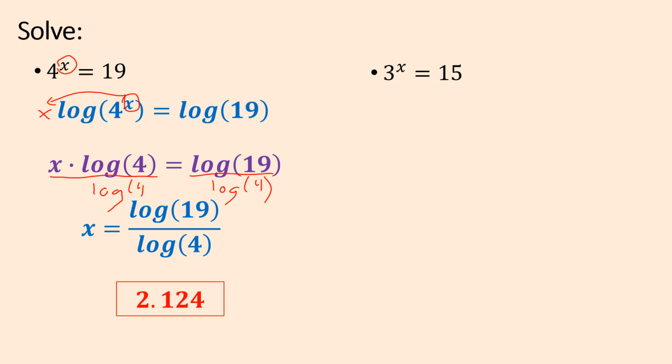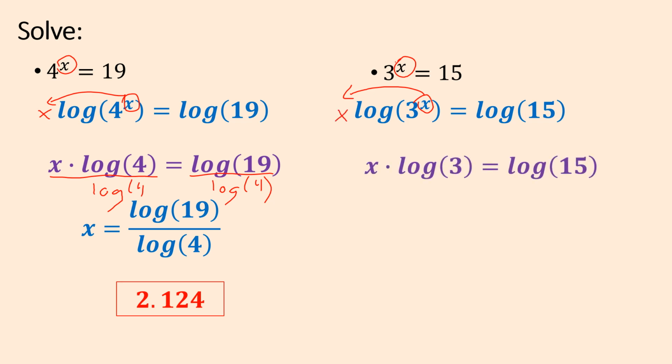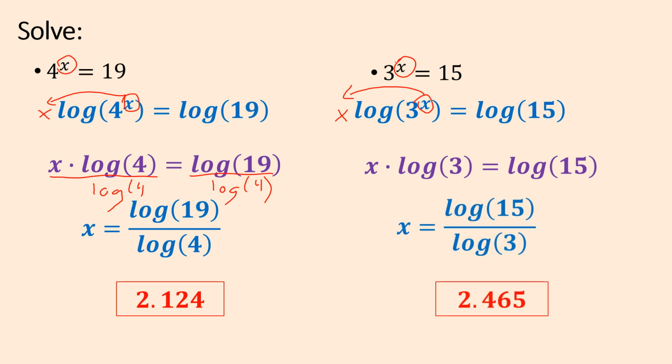Same thing with this next one. Take the log of both sides here because this x is in the exponents. When we do that, we can take that x, using those logarithm rules, move it out front. x times log of 3 equals log of 15. Divide, x equals 2.465. This we're just plugging right into our calculator. Make sure you close the parentheses. That's a common mistake I see students make.